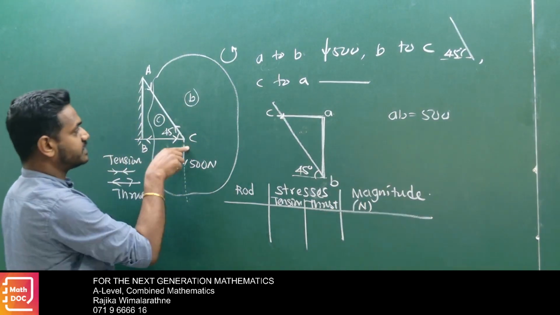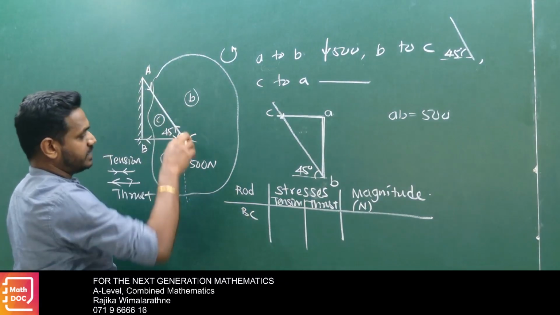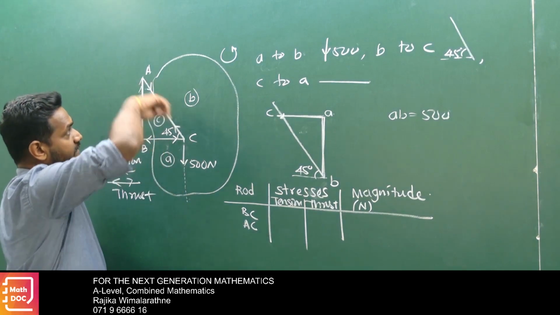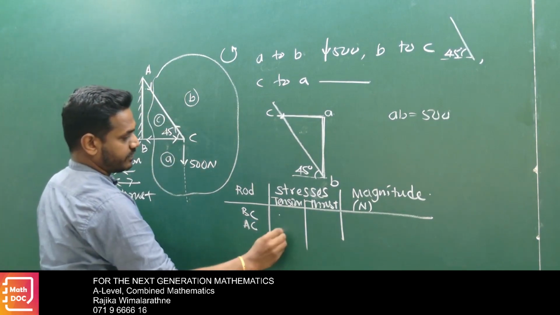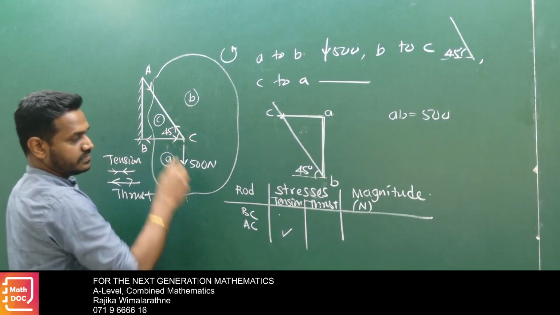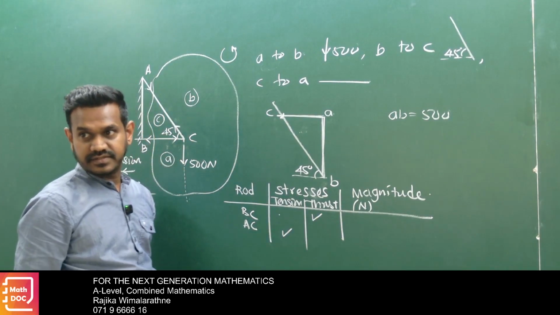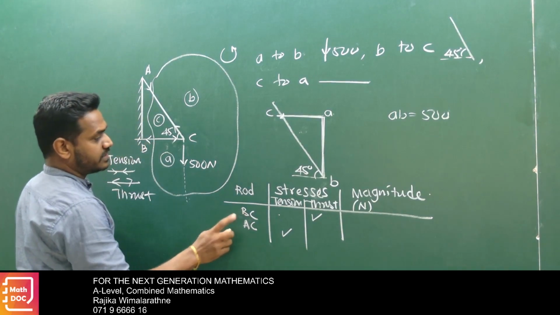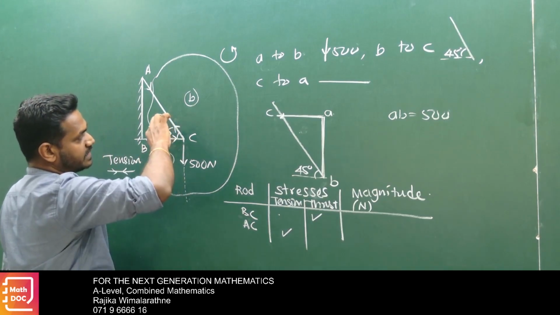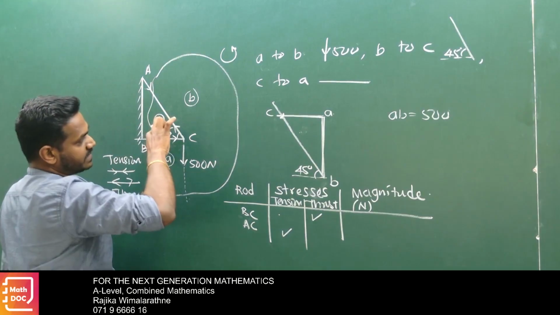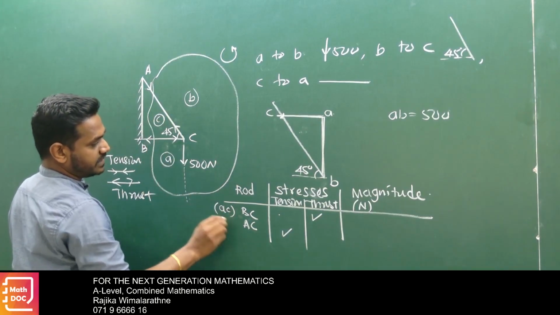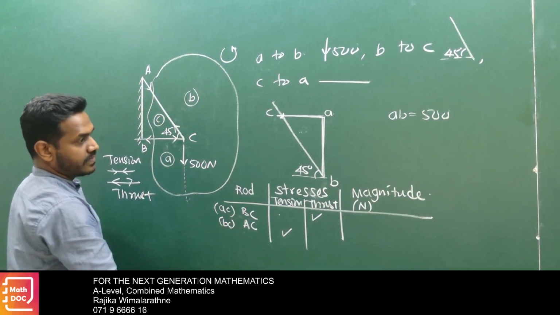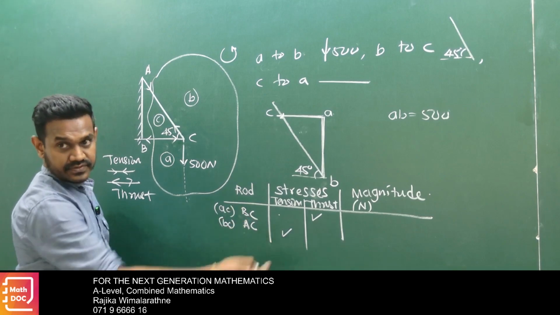Then we have two rods, BC and AC. Clearly see BC and AC. Then already we have identified AC has tension. BC has thrust now. Then tension and thrust. Further, BC rod is represented by the AC region, and AC rod is represented by the BC region. Then this length represents its magnitude.